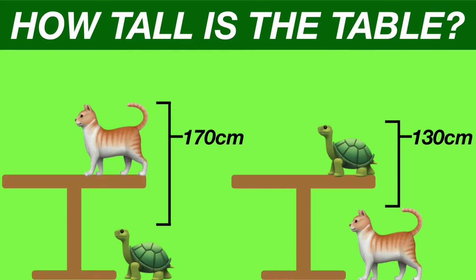Given the height of a cat on top of a table to the highest point of a turtle on the ground is 170 centimeters, and the height of the same turtle on the table to the highest point of the same cat on the ground is 130 centimeters, how tall is the table?